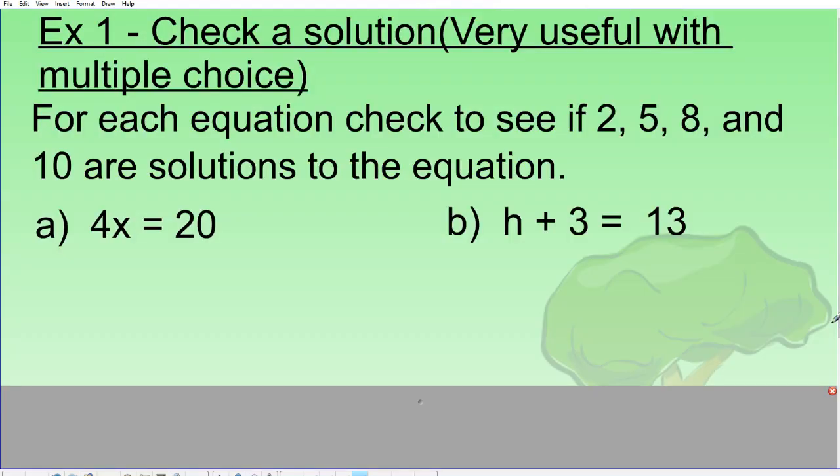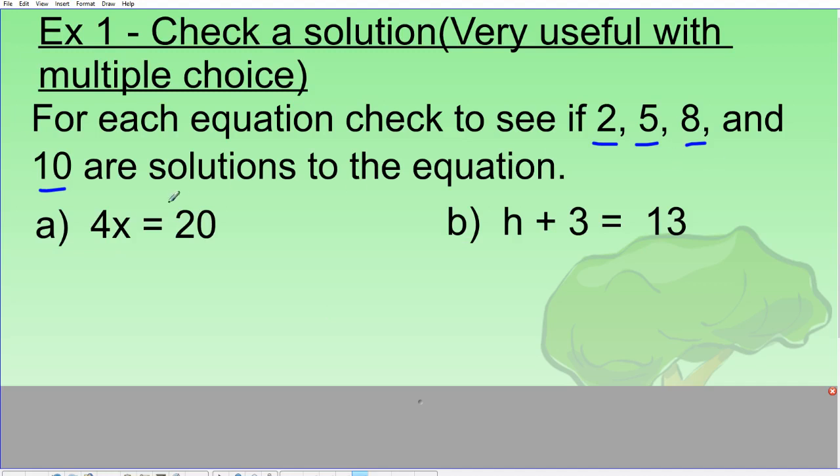Example 1. So in this first example, all we're really doing is checking to see if a value that we get is an answer for an equation. This is very useful in multiple choice questions because if they give you an equation, they say, hey, which of these 4 choices is your answer? A lot of times, honestly, you don't even have to solve the equation. A lot of times you can just take the possible answers they give you, plug them into the equation, and see which one works out. So for example, here, I'm taking this equation and I would check these 4 numbers to see if there are solutions. Only one of them will be.